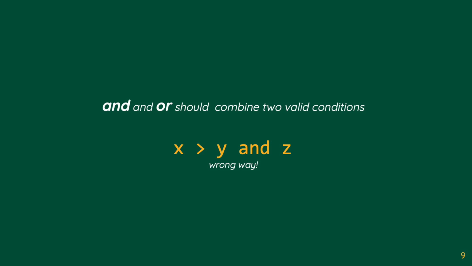For instance, when determining if x is the largest among x, y, and z, the expression x greater than y and z is not the correct way to write this comparison. The correct approach is to compare x to y and x to z separately. The accurate expression should be x greater than y and x greater than z to determine if x is the largest among the variables x, y, and z.